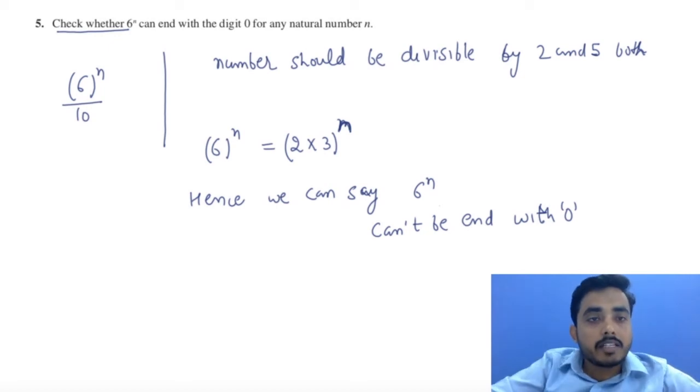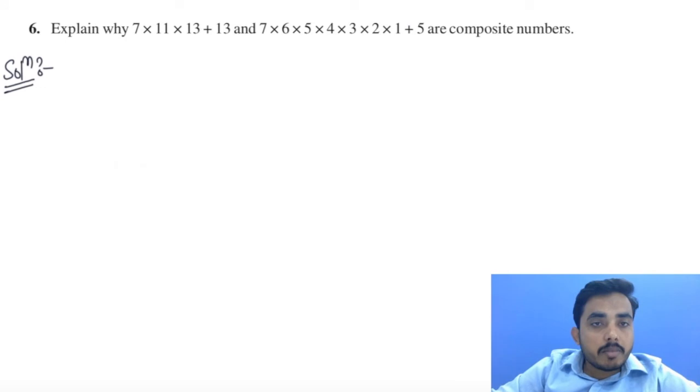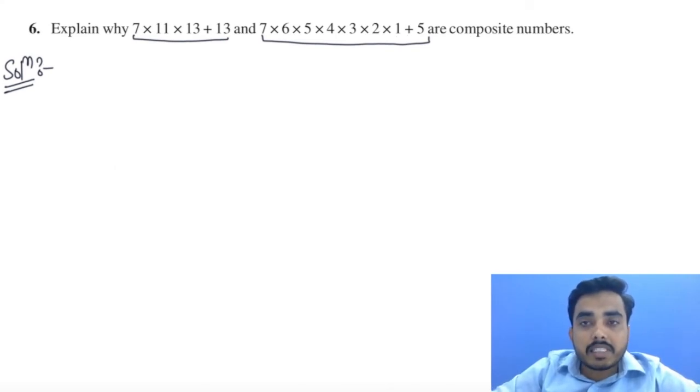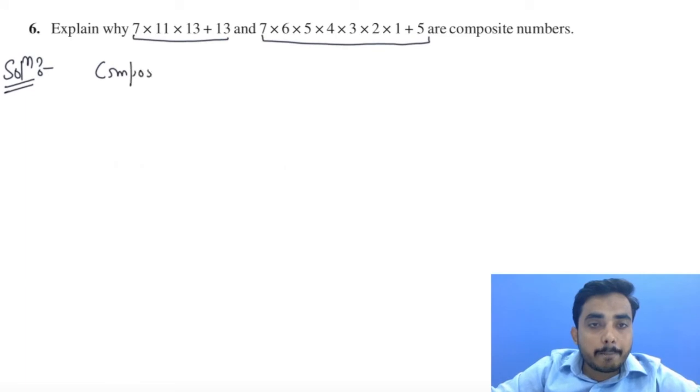Okay, now let's move to question number 6. So students, here is question number 6 on our screen, in which we need to explain why this number and this number are composite numbers. Prime numbers we have already studied. So the numbers are of two types: prime numbers and composite numbers. So which numbers are composite numbers?